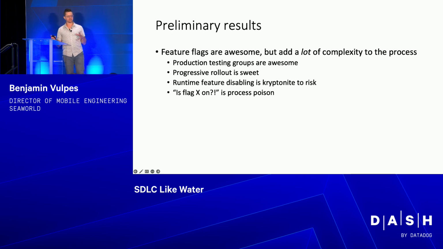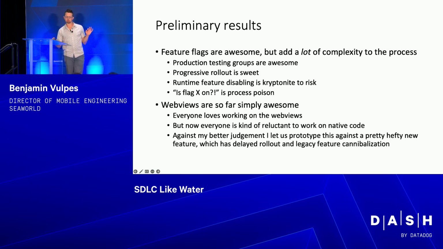Not knowing if a flag is on is total poison to the process. Is this broken, or am I not in the testing group? Is this broken, or is this flag not configured correctly for the testing group? Anywhere that there's confusion, going back to my points about cadence and predictability, anywhere there's confusion in a business process, things slow down. You get stuck in tar.